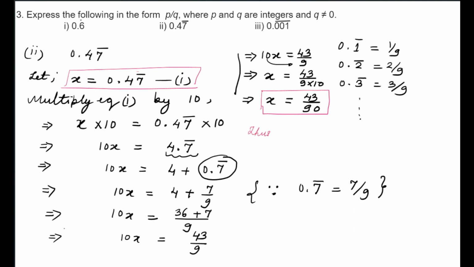So in the next step, you can actually write that thus 0.47 bar is actually equal to 43 by 90, which is in the form of P by Q. It is a rational number now. So we have converted a non-terminating, non-repeating number into a rational number.